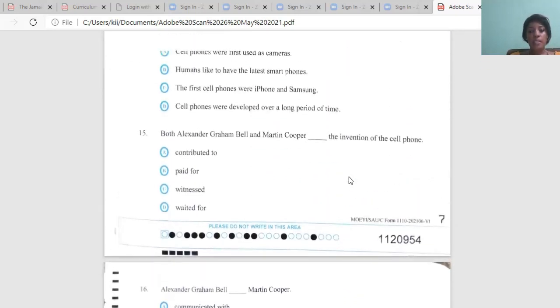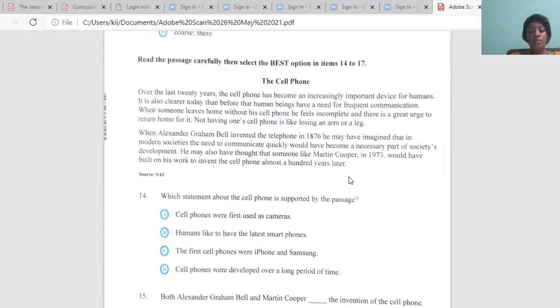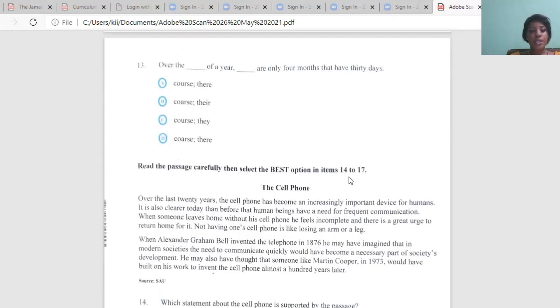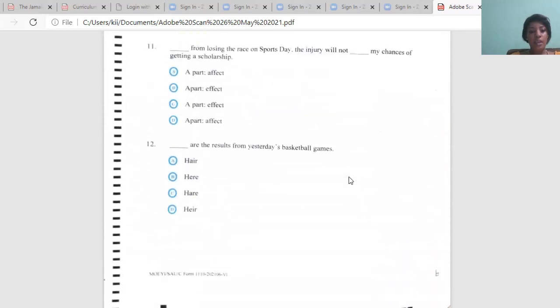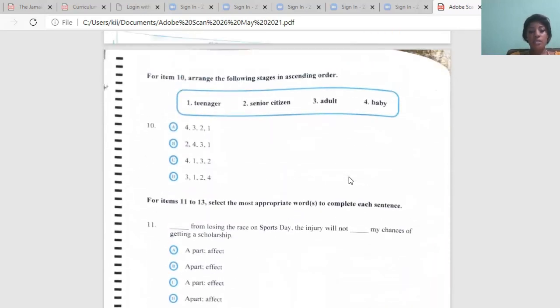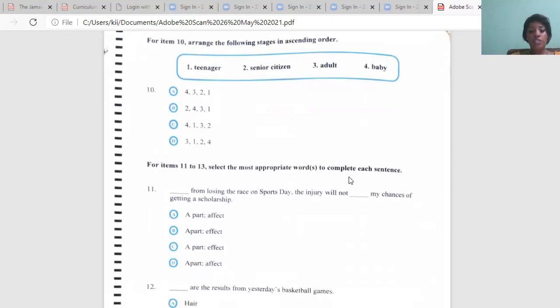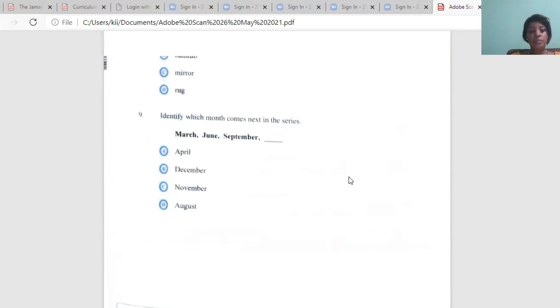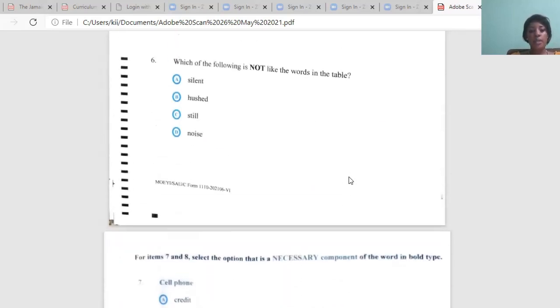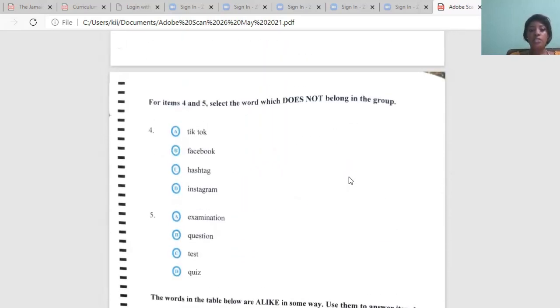17, you had to look in the passage. So the question wasn't right there, but you had to think and search. 13 was okay. 11 also took a little bit of thinking. Yes, the answer was just not jumping out at you. You had to read and you had to know the difference between apart, separated, and apart joined. And this part was much easier.